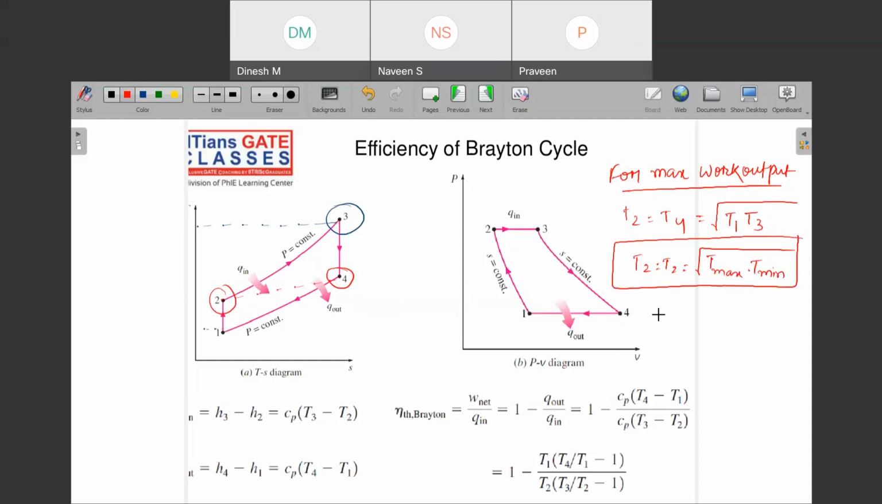Then what is the W net max value? W net max is equal to Cp multiplied by the square root of T max minus the square root of T min, whole square. So we should keep these in mind now.